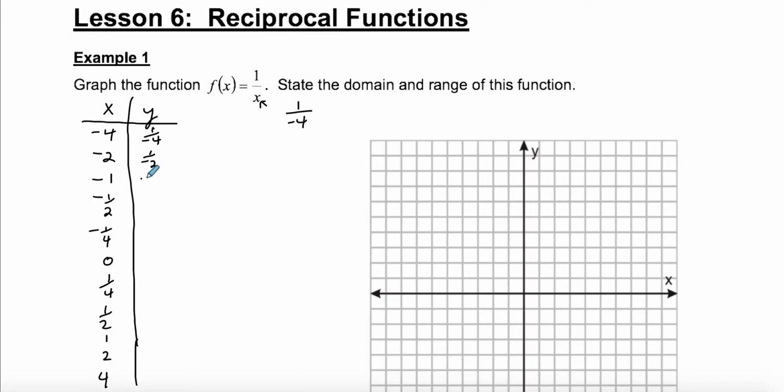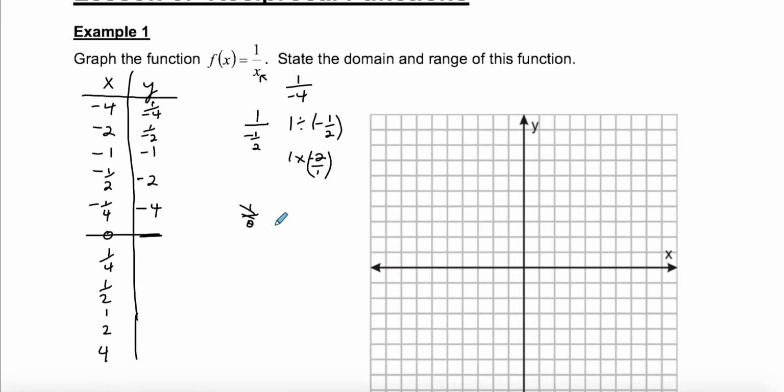1 over -1 is just -1. This is what I'm worried about. So 1 over -1/2. What that means is 1 divided by -1/2. That's the same thing as 1 times -2 over 1 if I invert and multiply. So I actually get -2 for that answer. And -4, when I sub in 0, 1 over 0, I can't divide by 0, so I actually don't get an ordered pair at that point.